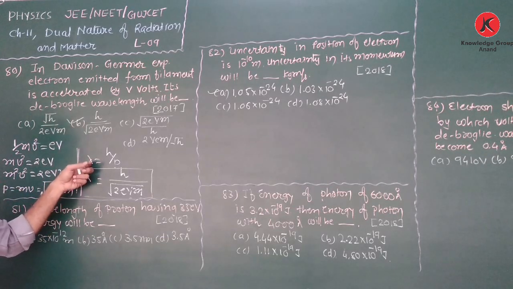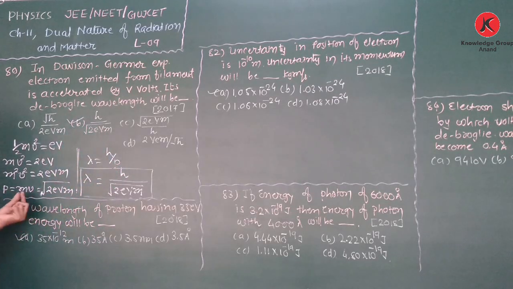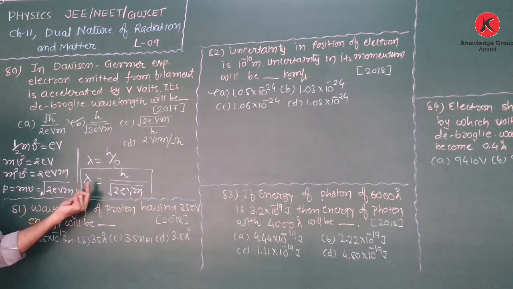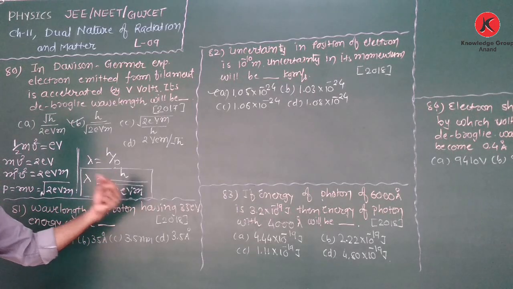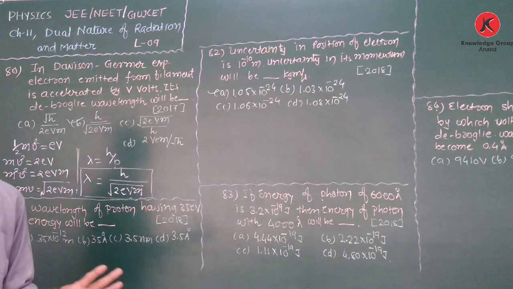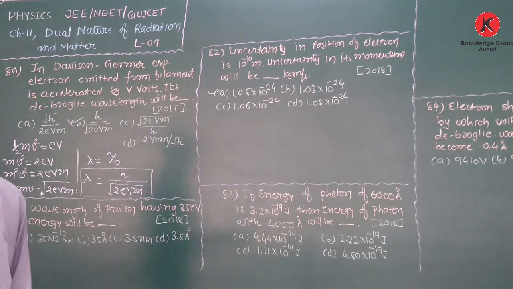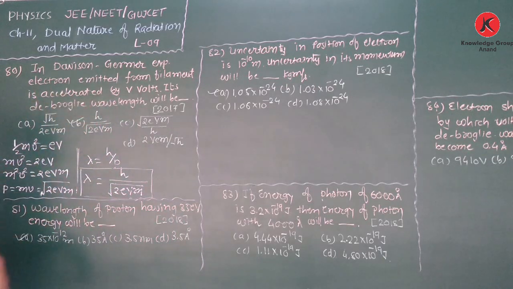Now, the de Broglie wavelength lambda is equal to h upon p. Substituting the value of p here, lambda is equal to h upon the square root of 2eVm. That is our answer. It is the de Broglie wavelength for an electron emitted from the filament and accelerated by V volts.